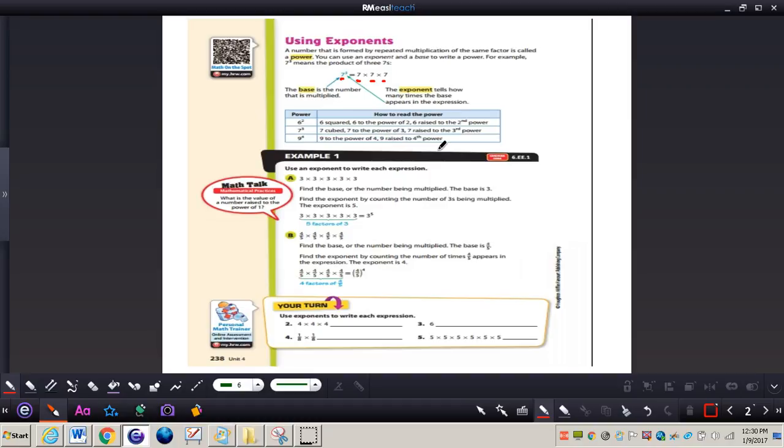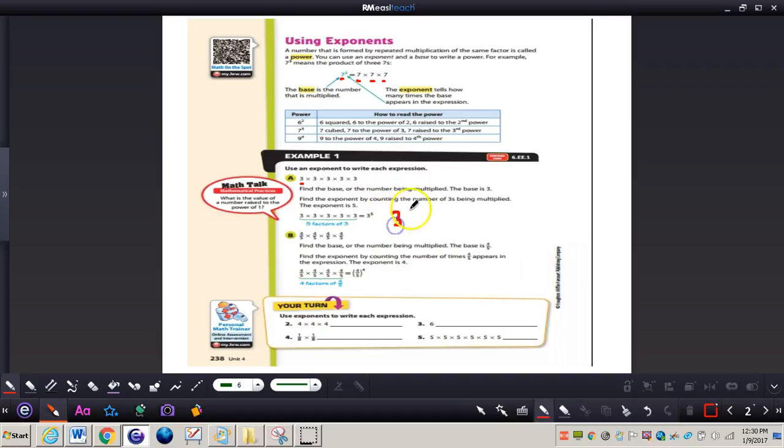First of all, you want to find the base of the number that is being multiplied, so the base is 3. Okay, we can obviously see here that 3 is being multiplied. Then find the exponent by counting the number of 3's being multiplied. So since there are 5 3's, the exponent would be 5. Okay, so we could see for this, we could say that it is 3 to the power of 5.